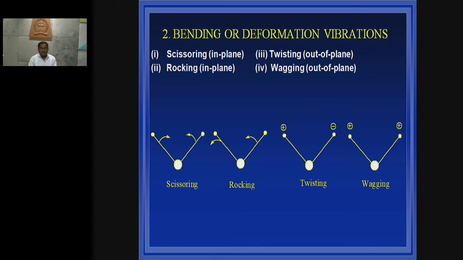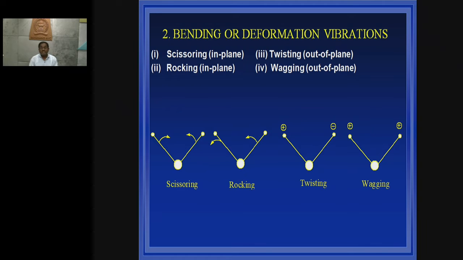In scissoring and rocking, you can see in the figure, in the first figure in scissoring, both the bonds move in opposite directions. One goes to the right side, another goes to the left side. In the second one, in rocking, both the bonds move to one side, either left or right. These vibrations are referred to as scissoring and rocking, and both take place in a plane. Whereas the remaining two, twisting and wagging, are out-of-plane vibrations.